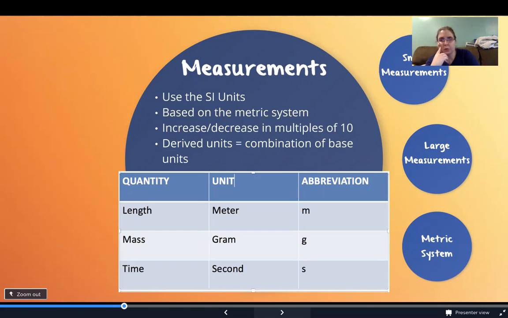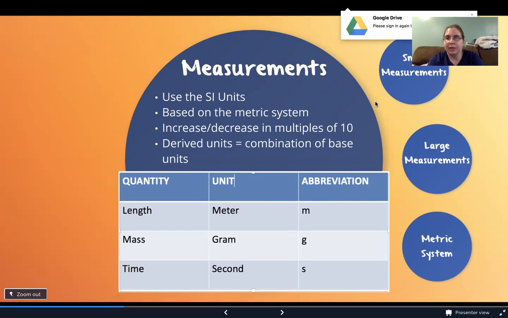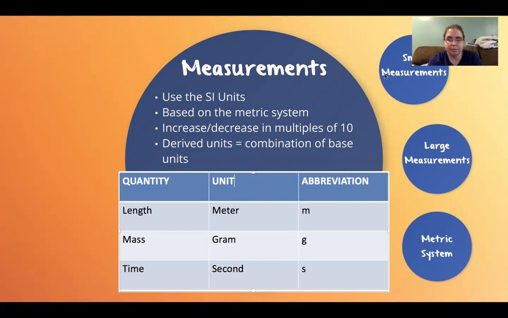We also have something called derived units, which are a combination of base units. So meter is just a regular base unit. It measures length. Second is a regular base unit. It measures time. But if we talk about something in terms of meters per second, so maybe it's speed or velocity, now it's a derived unit. Now it's a combination of base units. It is meters per second. We have two different base units involved. So that's what we mean by a derived unit.